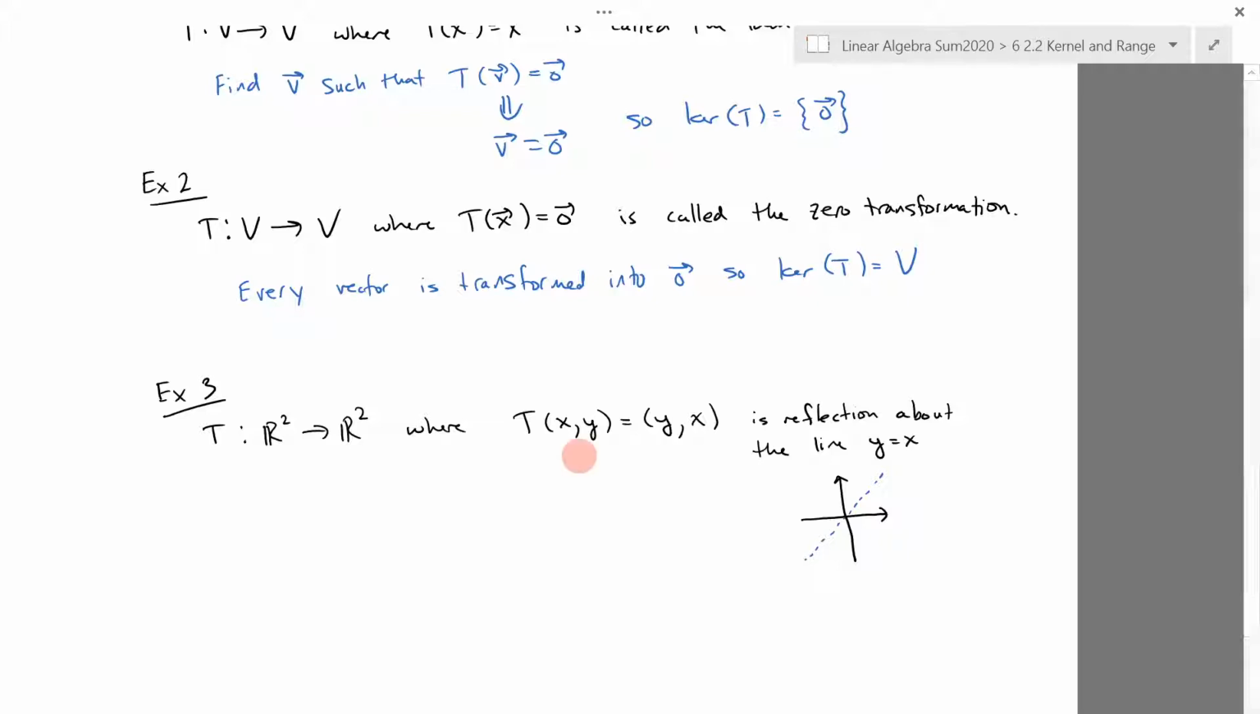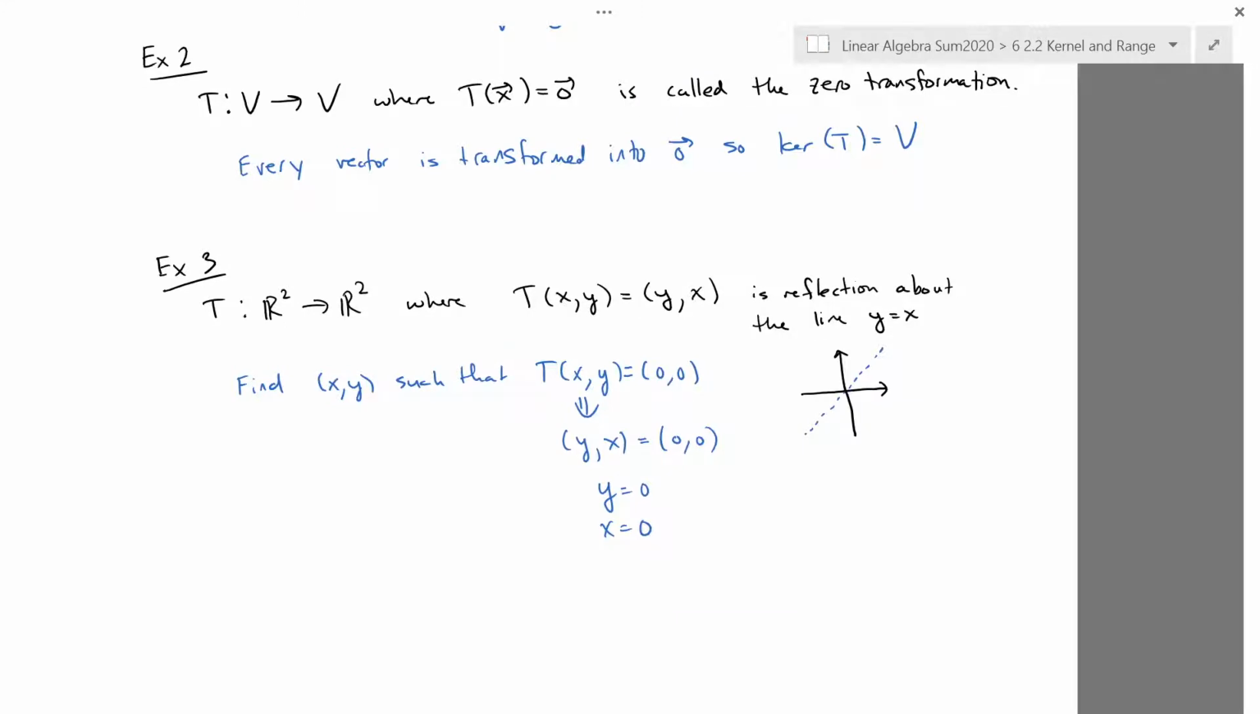Okay, so if we want to find the kernel, we want to find (x, y) such that it gets transformed into the zero vector, which is (0, 0). But T of (x, y) is just (y, x). But then this says y is equal to 0 and x is equal to 0. So that means that, again, the kernel is just the zero vector.